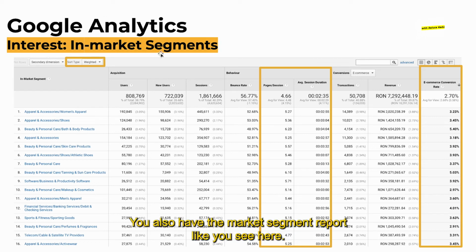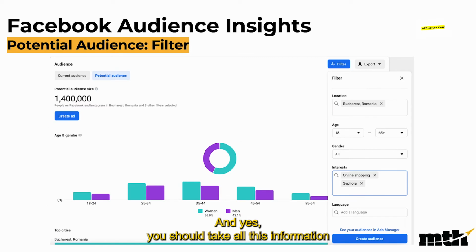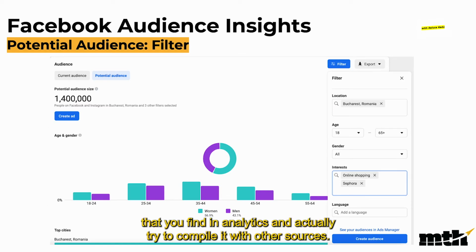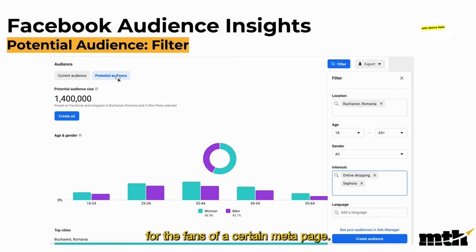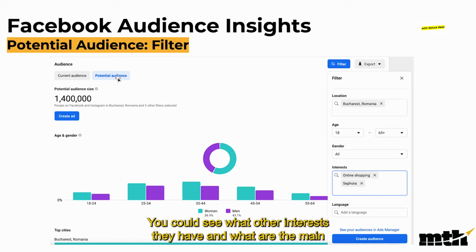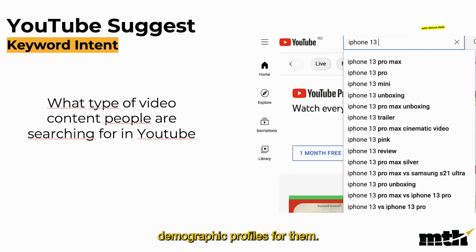You also have the in-market segment report like you see here. And yes, you should take all this information that you find in analytics and actually try to compile it with other sources. Other interesting digital tools could be Facebook Audience Insights, which you could use for your current audience or for a potential audience, and try to find out for the fans of a certain Meta page. We no longer call it Facebook. You could see what other interests they have and what are the main demographic profiles for them.